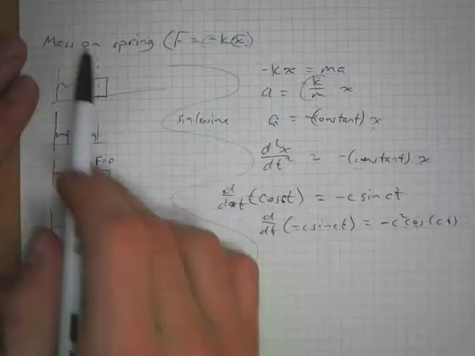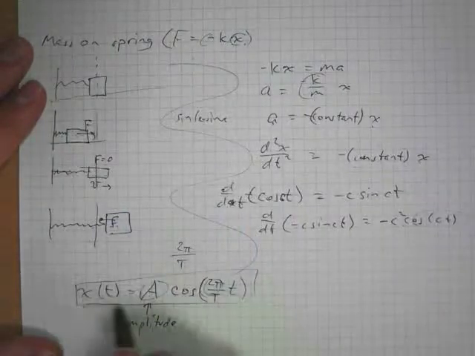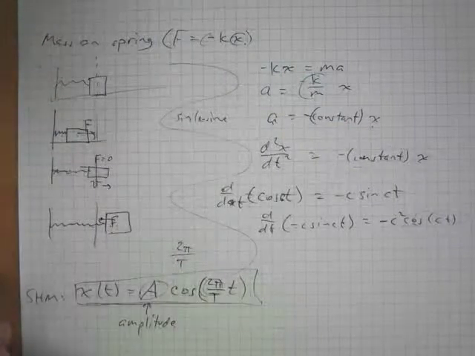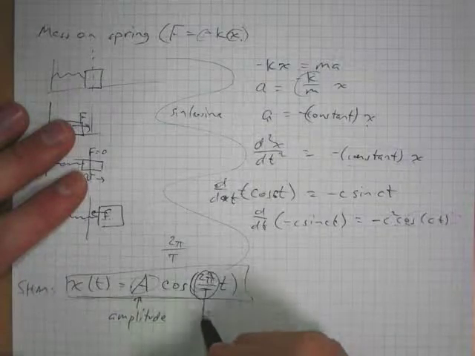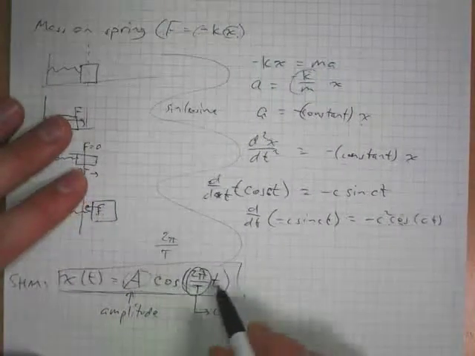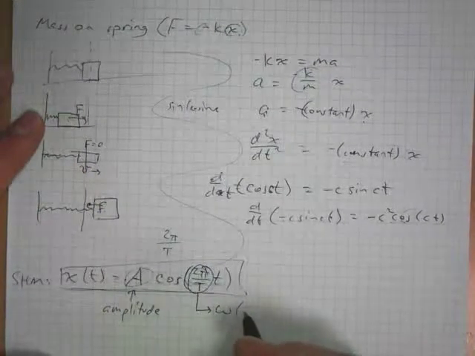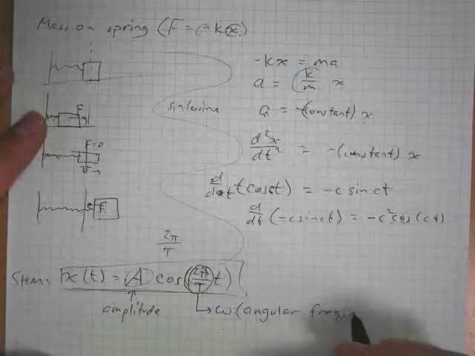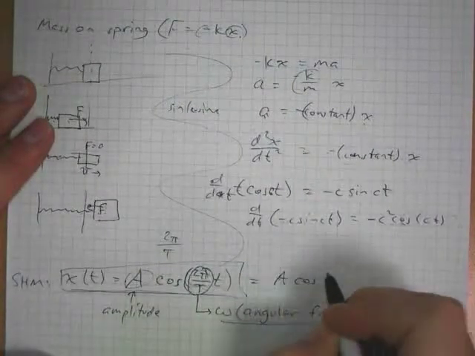I used the mass on a spring as an example to show you how this works, but this is a general result that applies for all kinds of simple harmonic motion. Now, from our rotational kinematics, this 2 pi over period we give another name: omega. In the case of rotational motion, we call it angular speed. In the case of simple harmonic motion, it's closely related, and I'll explain that a bit more, but we call it angular frequency. So this can also be written as A cosine omega t.